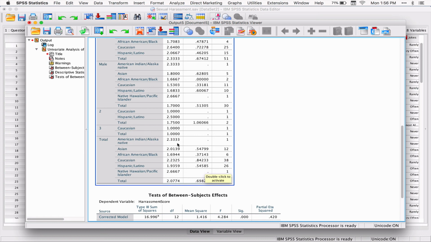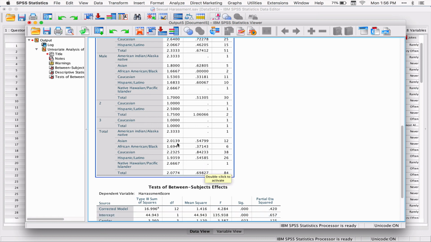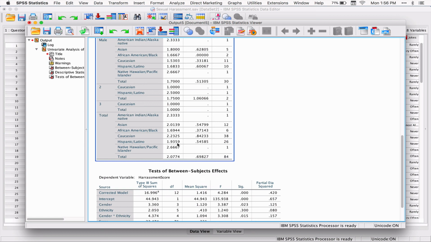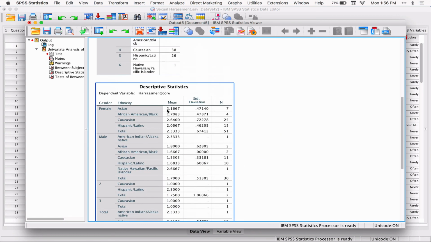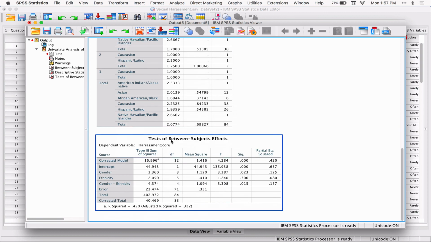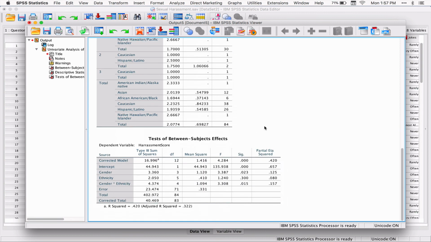In this case, you wouldn't really discuss the main effects. You would focus on the interaction and report these means, right? Right here. So for Asian female participants, this is what they reported. For Black / African American participants, this is what they reported. And I know this is going to take a while if you have this many levels, but you do that for all of these, okay? So that's it. If you have questions, let me know. Hopefully this is helpful.